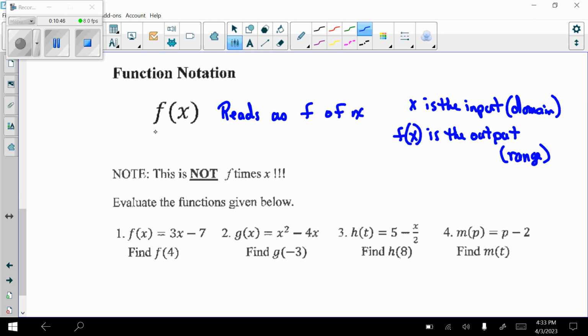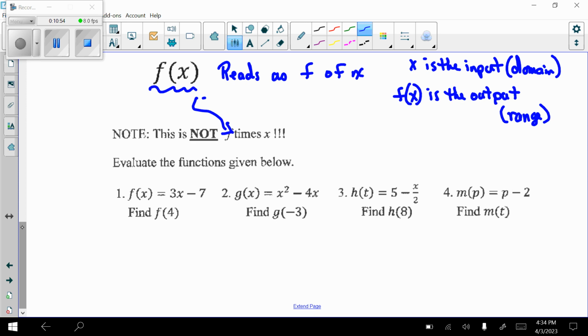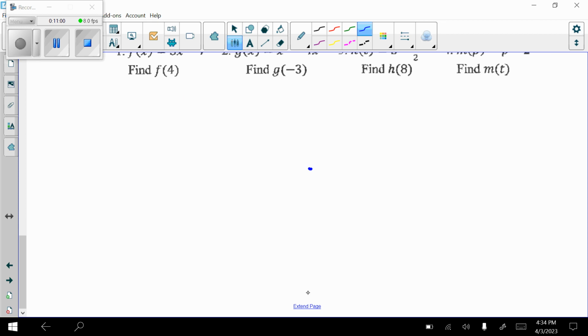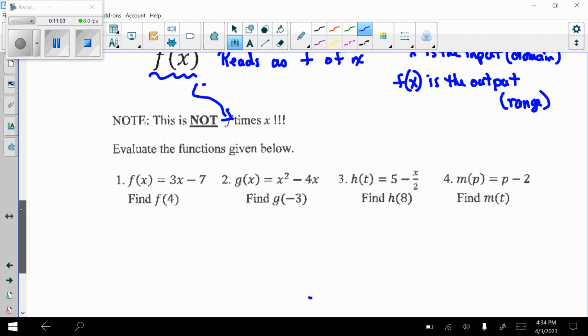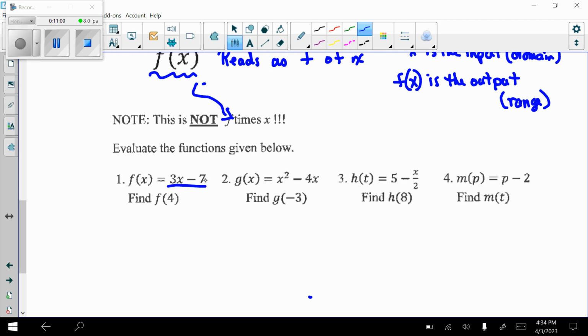So a little note, this does not mean f times x. It's f of x. For notation purposes, I think you'll see this probably on a PFA. So you just have to understand what it means. Okay, so the name of the function is 3x minus 7. So now when we want to evaluate f of 4, all that means is we're going to substitute 4 in place of x, and we're going to evaluate it. f of 4 is equal to 12 minus 7, which is 5.